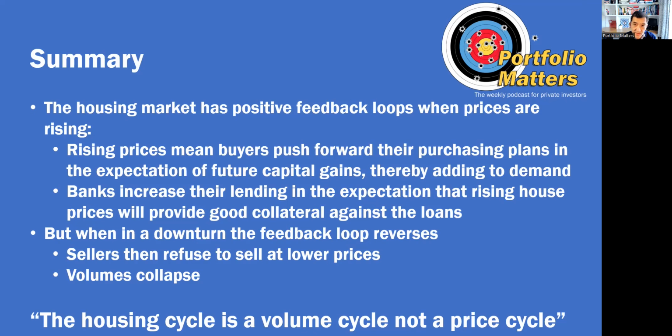But when the housing market turns down, that feedback loop reverses, but with the addition that sellers refuse to sell at lower prices. And therefore, what happens is that prices do not correct downwards by very much. Instead, what happens is that the volume of houses sold collapses. And that means new construction activity collapses. And that has big economic effects. One line summary: the housing cycle is a volume cycle. It's not a price cycle.